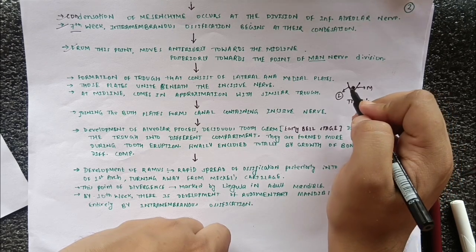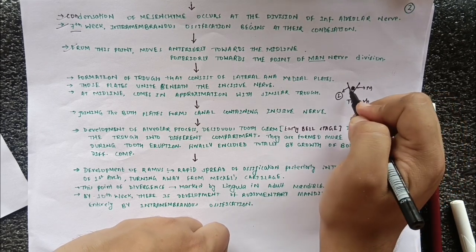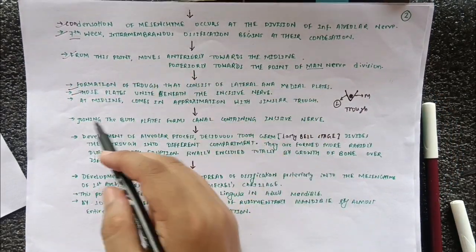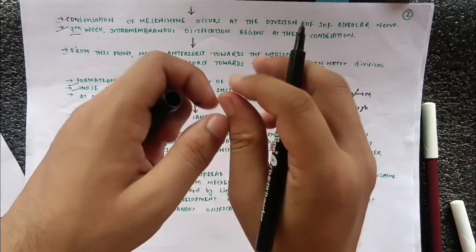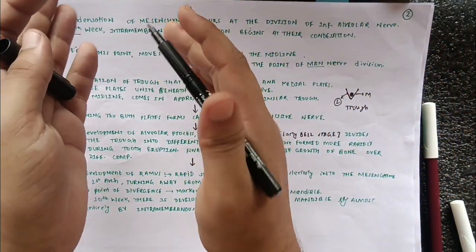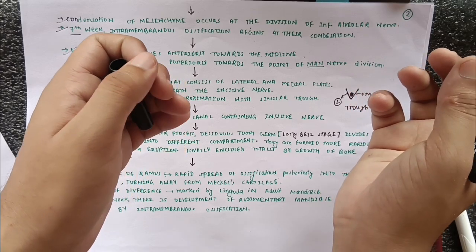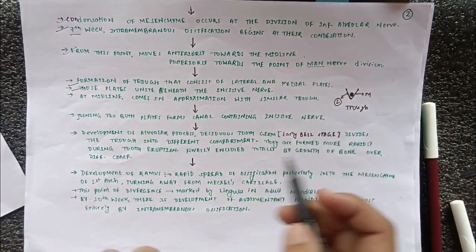On its medial portion there is a medial plate, and on its lateral portion there is a lateral plate. This trough is formed in both cartilages, on the left cartilage and on the right cartilage. So the troughs of both sides come and approximate at the midline.